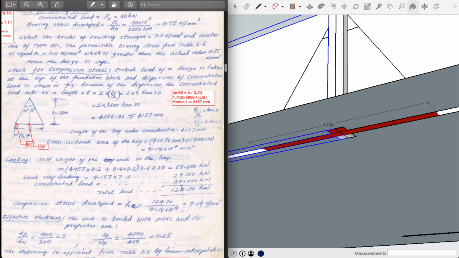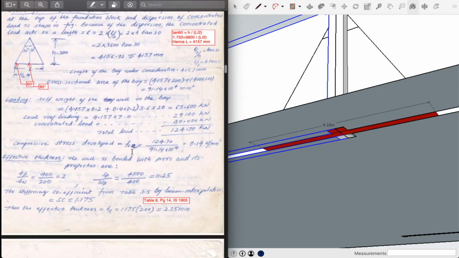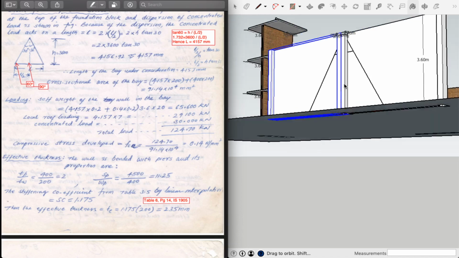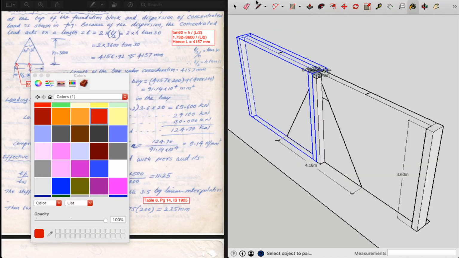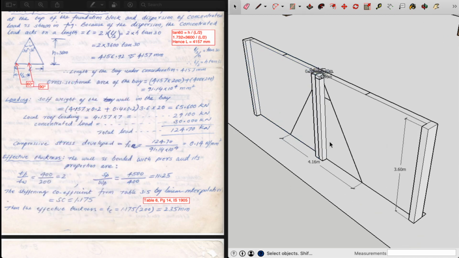That is 124 kilonewtons. Again, a simple formula: stress developed is load by area, 124 kilonewtons by 91.14 into 10 power 4. That gives us 0.14 Newton per mm square. That is the amount of stress that is developed in this shaded region by virtue of all the loads, be it concentrated load, self weight, roof load, whatever loads are happening on this particular example.